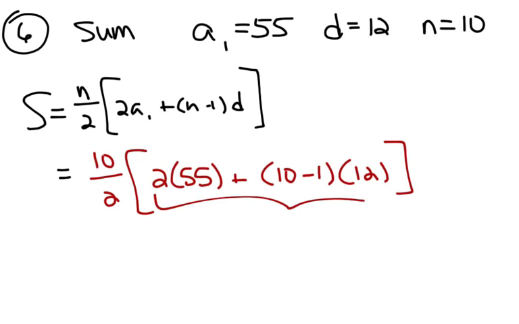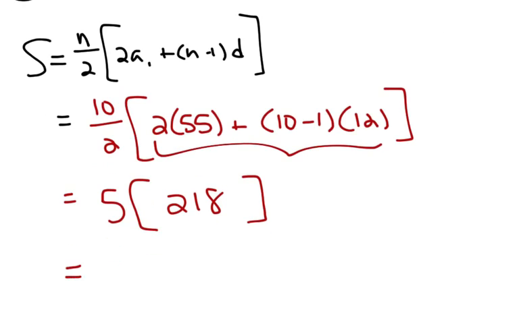What I would do is I would first evaluate this part in my calculator. 2 times 55 plus 9 times 12 is going to be 218. And then 218 times 5 is 1090. And that's the sum of the first 10 terms, whose first term is 55, and the common difference is 12.